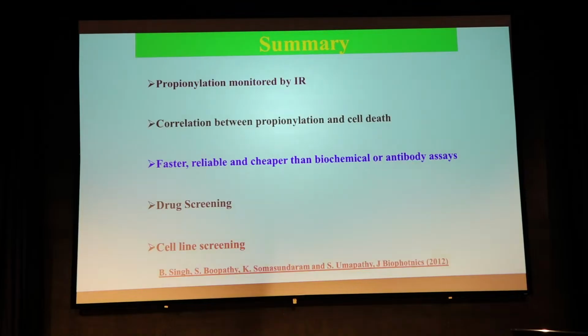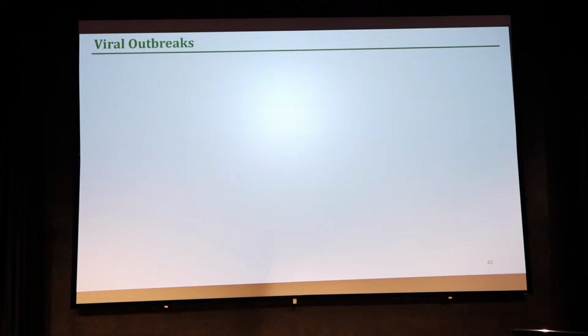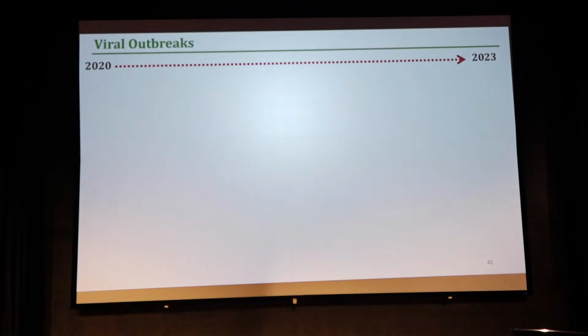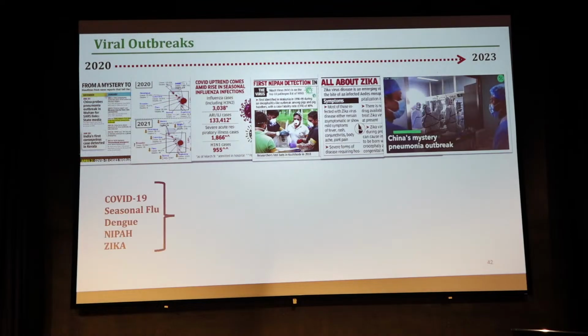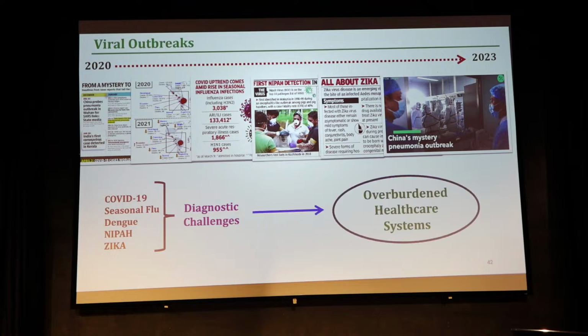So this is what I meant by, we can do drug screening, we can do cell line screening by fast methods of Raman. The other example I want to show you is that all of us have experienced in the last 4 or 5 years, I'm just showing you the most recent result, viral outbreaks. You see you have COVID-19, yesterday there were Nipah cases in Kerala, dengue is very much happening in Bangalore, and of course seasonal flu. And diagnostics is a big problem when the number of cases goes up.